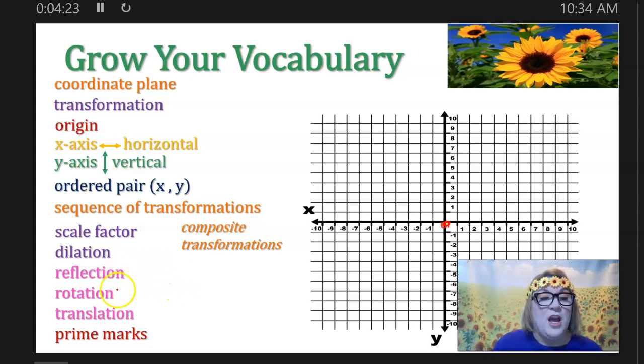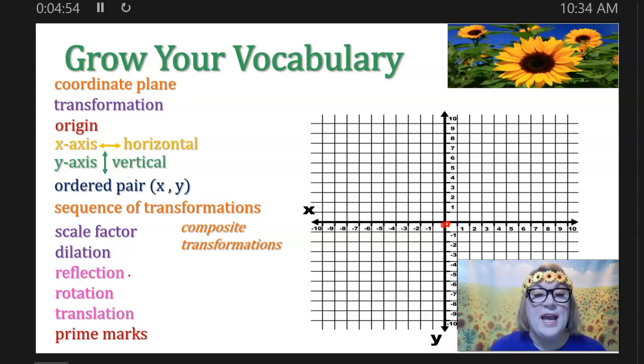A reflection, a rotation, and a translation, those are our 3 rigid transformations. So the size does not change when we reflect, rotate, or translate. A rotation is a turn, and we can turn it 90 degrees, 180, 270 degrees, or a full 360 degrees. A reflection is a flip, so that would be like flipping over an axis line of some kind.